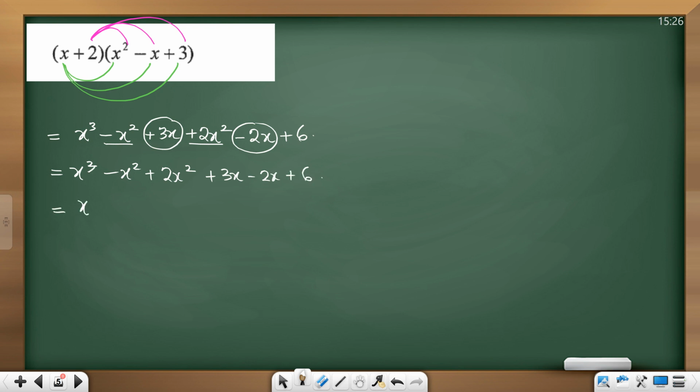This is x cubed. Now, what is minus 1 plus 2? Rearrange in your head quickly. 2 minus 1 would give us positive 1. So it's positive what? X squared. 3x minus 2x would give us x. And that's that one there. We're just expanding. Use the first one to multiply everything in the bracket. You know what to do. Let me know.